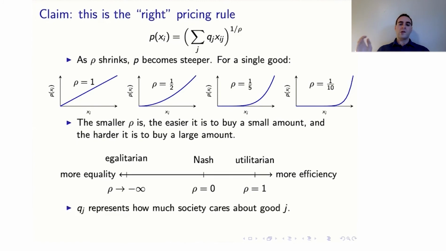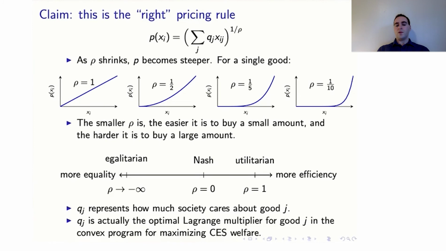So, quick note on QJ. That's a constant that represents how much society cares about good J, both absolutely and relative to the other goods. For those who are familiar with convex programming, it's going to be an optimal Lagrange multiplier for good J in a convex program for maximizing CES welfare. And for people familiar with the Eisenberg-Gale program, this is going to be very similar conceptually to that.